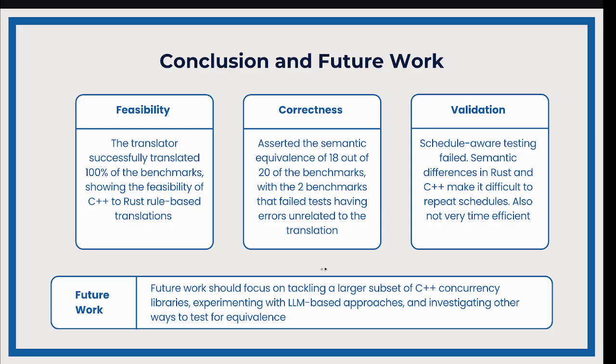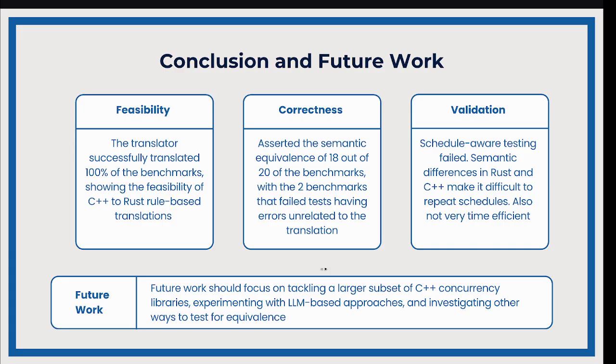For the feasibility, for whether or not we are able to translate, the translator did successfully translate 100% of the benchmarks, showing that it is feasible for C++ concurrency libraries to be translated into Rust through rule-based translations. Correctness: the scheduler differential testing asserted the semantic equivalence of 18 out of the 20 benchmarks, with only 2 benchmarks that failed testing having errors unrelated to the translation. So we can show that the translator did produce mostly semantically equivalent code.